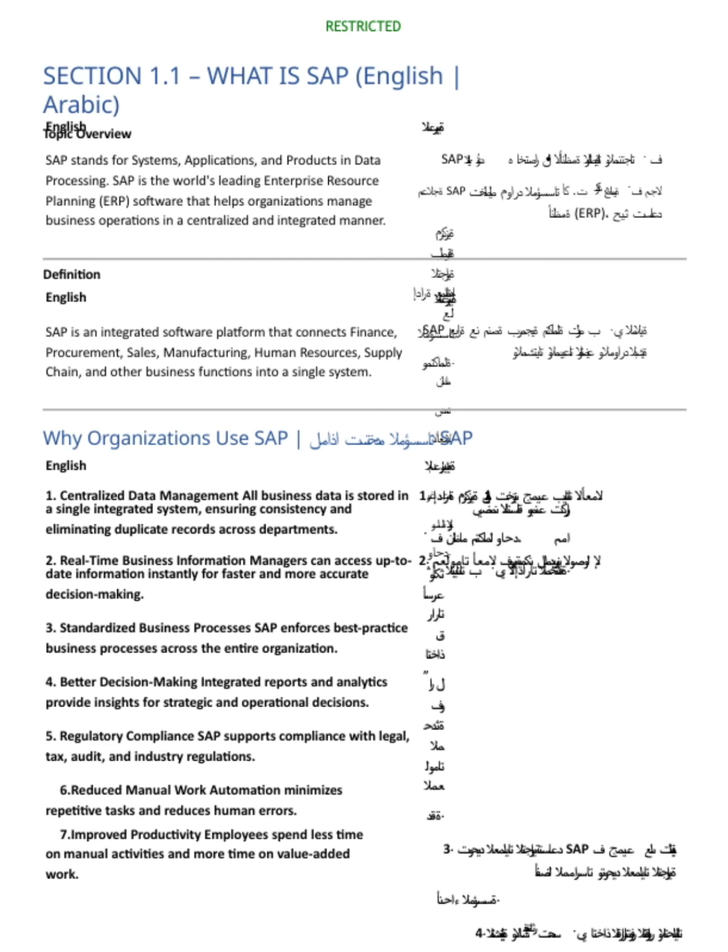Let's explore why organizations choose SAP. First, it centralizes all business data into one system, so information stays consistent and duplicate records disappear. Next, SAP standardizes business processes, applying best practices across the board. It also delivers real-time insights, helping managers make faster, smarter decisions. Automation reduces manual work and errors, boosting productivity. Finally, SAP supports compliance with complex regulations, keeping companies on the right side of the law. Together, these benefits make SAP a powerful tool for integrated business management.